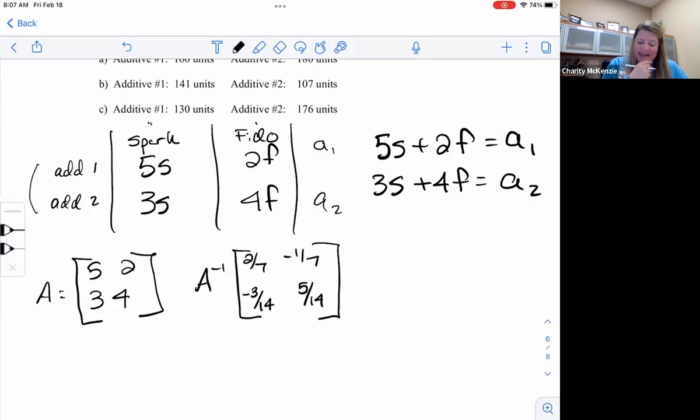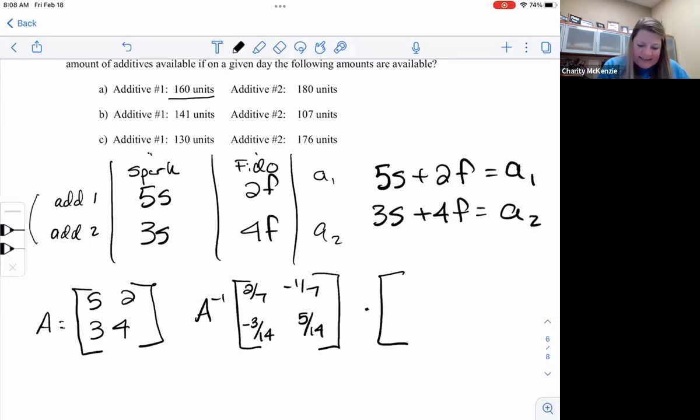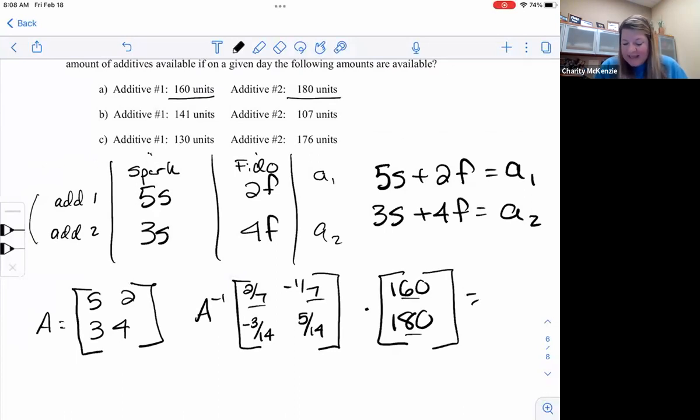Okay, so the inverse is this, and then it gives us different amounts. For the first one, I'm going to multiply this by the 160 and the 180. You plug that into your calculator, taking 2/7 times this plus this one times this, and that gets you the first answer of 20. It actually works out really pretty. And the next one's 30.